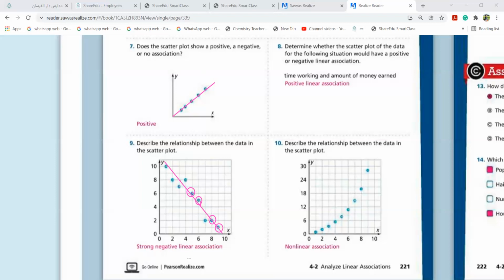You wrote it? Talin, did you write this? The last one? Do you think this is linear? This is not linear. Non-linear association, that's it. Just write down non-linear association, because it's not a straight line.